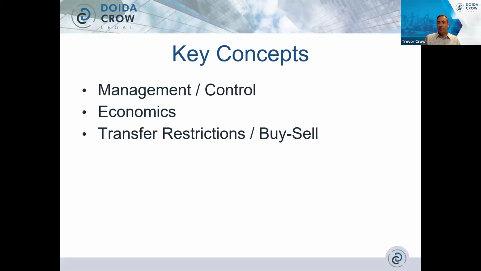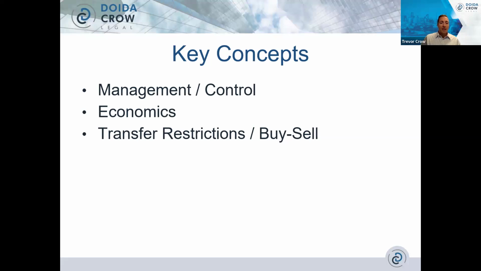Next is the economics. So you want to be thinking about how the economics work, who gets what at the end of the day, or during the operation of the business. How do distributions work, or dividends if it's a corporation? Who is there, are there classes of stock? Are there preferences, things like that? So it's the economics of the entity, how the money flows out to its owners.